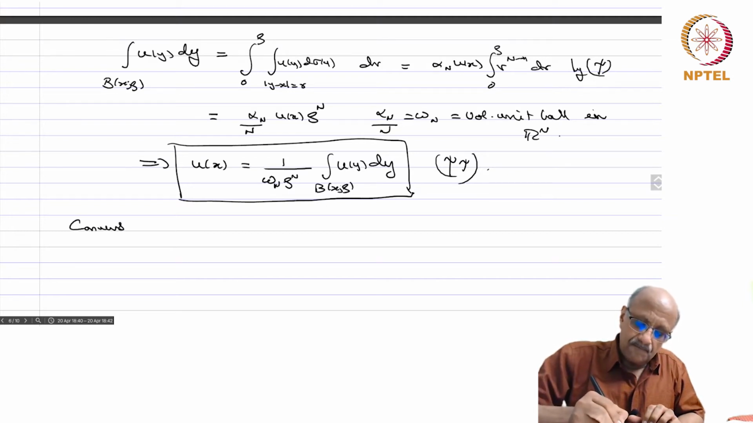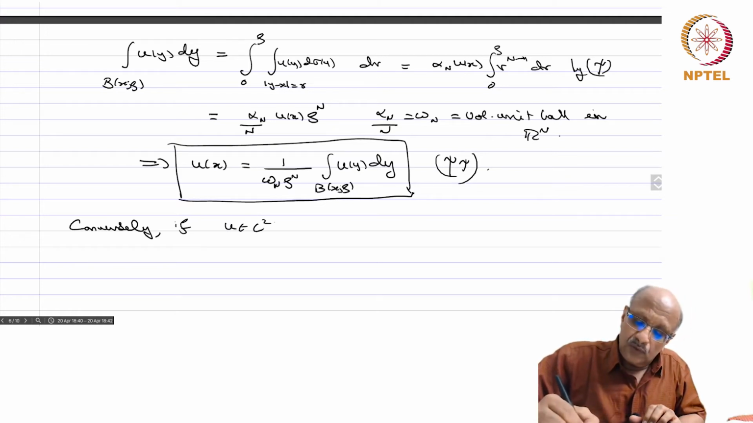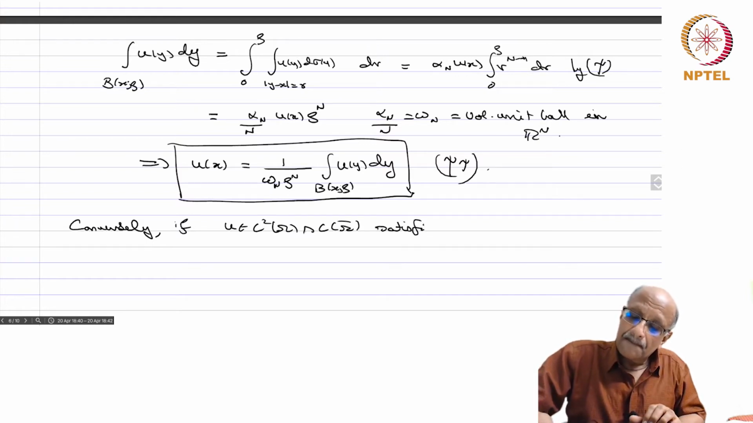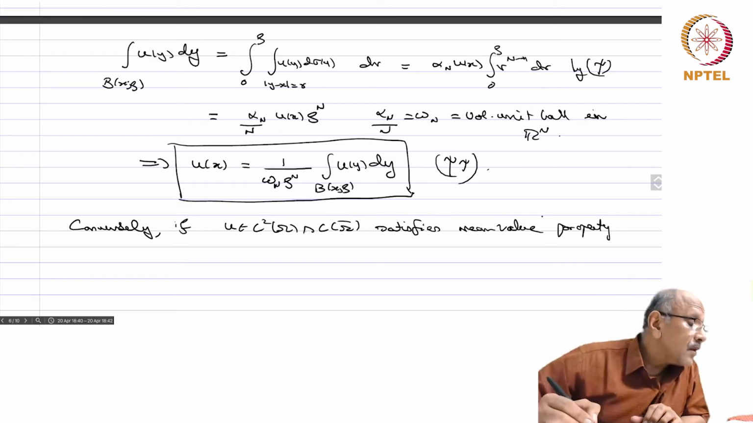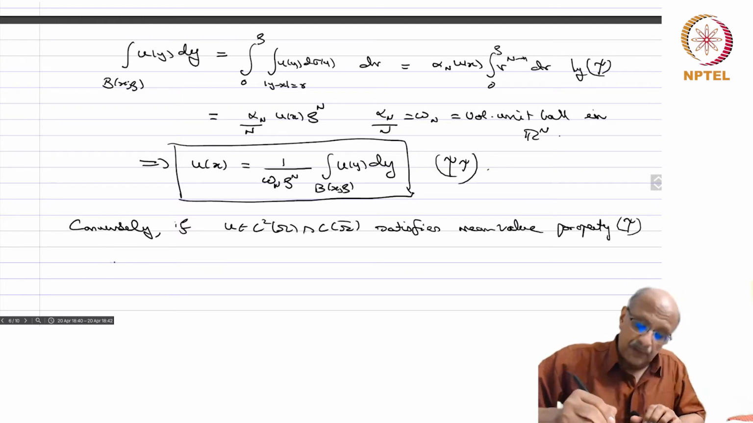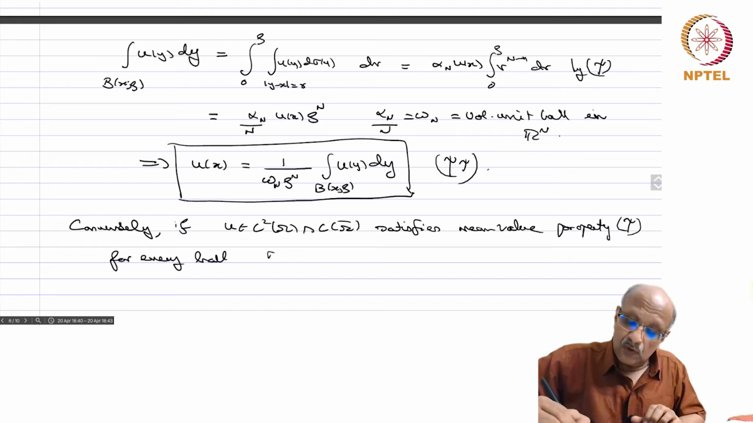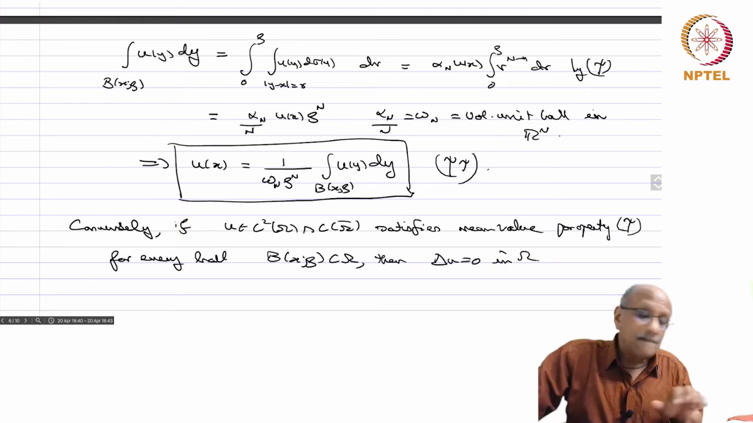Conversely, if u belongs to C2(Omega) intersection C(Omega bar) and satisfies the mean value property, namely dagger, for every ball B(x, rho) contained in Omega, then delta u is 0 in Omega.